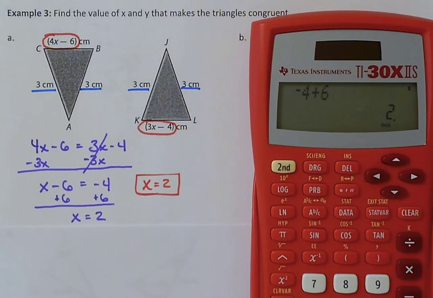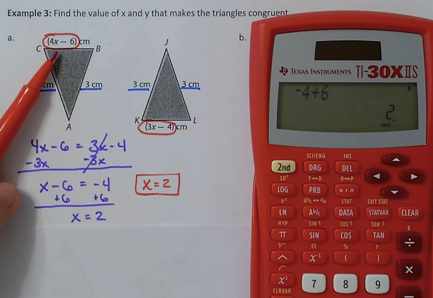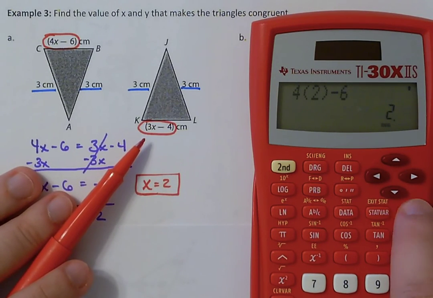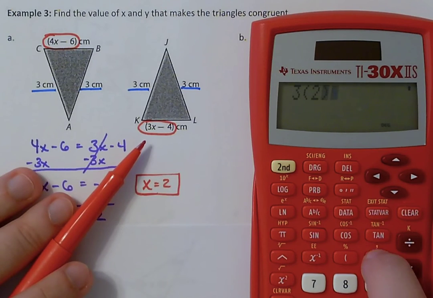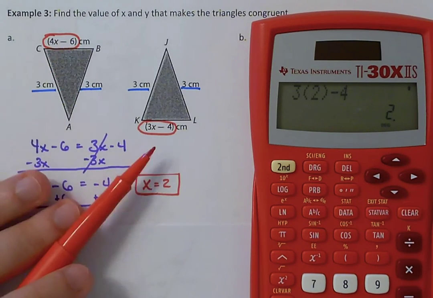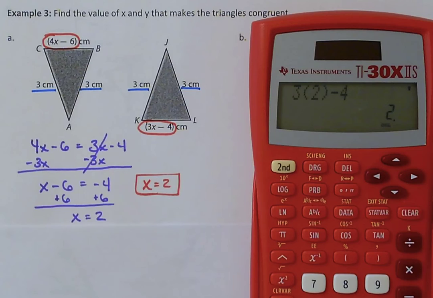Now, if you want to plug it back in to double check to make sure 2 works, we're going to plug 2 into this 4x minus 6. So 4 times 2 minus 6, and we end up with 2. And then if we plug it into here, this 3x minus 4, we should get the same thing. And we end up with 2 again. So both of these would then end up equaling 2 centimeters, thus showing that these two triangles do end up being congruent.